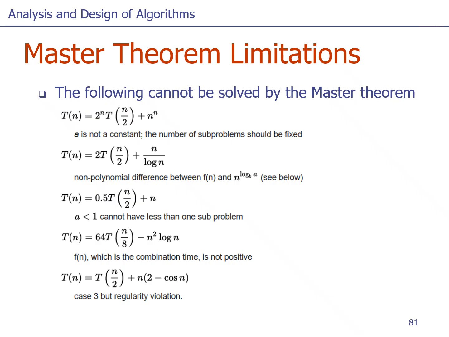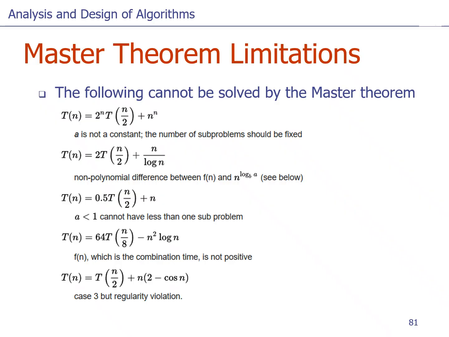Okay, so all of the following cannot be solved by the master theorem. Okay, 2 to the n T(n/2) plus n to the n. Here a is not a constant, it's 2 to the n. Or the next one, 2T(n/2) plus n divided by log n. f(n) here is not polynomial. Now, or 0.5 T(n/2) plus n. Here a is less than 1. It has to be greater than or equal to 1.